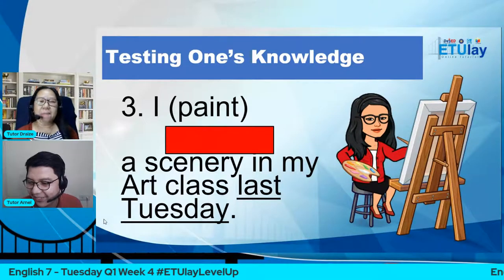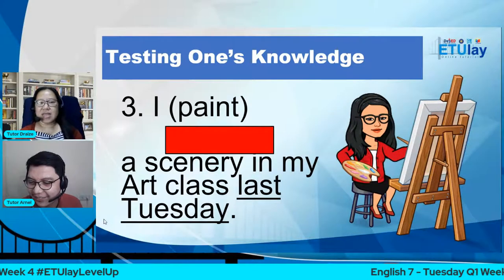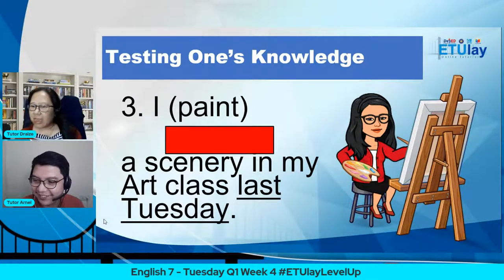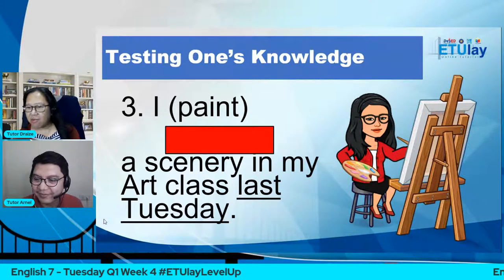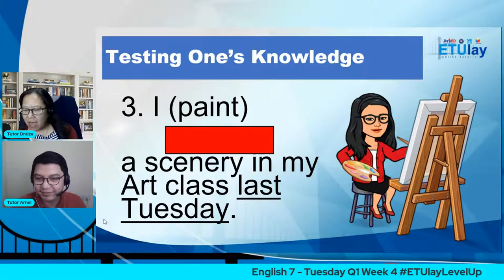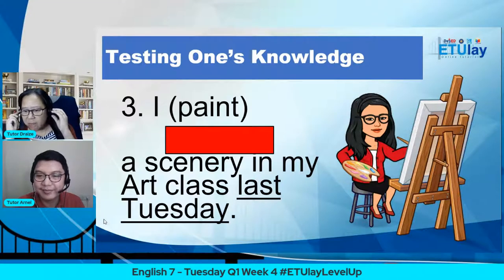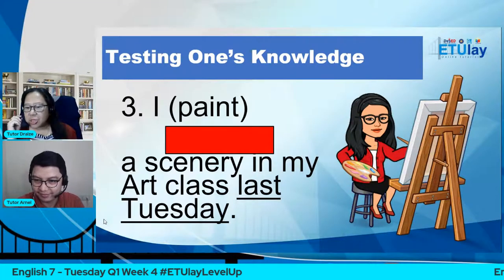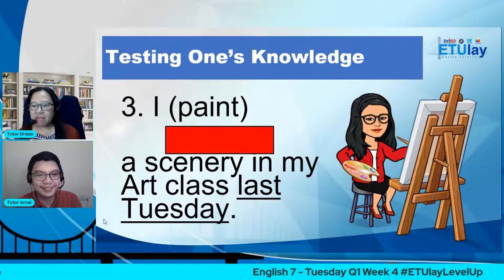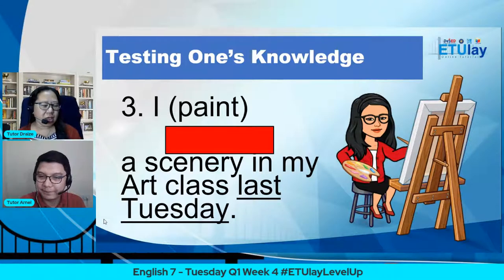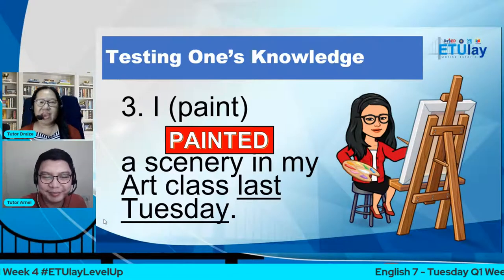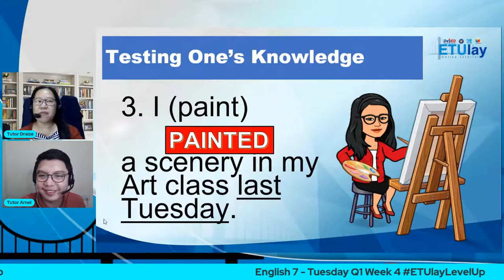For number three: I paint a scenery in my art class last Tuesday. What is the past tense of paint? Let's see if they are already answering. We now have answers from Kyle Sebastian, who is saying it's painted, and so with Jane Erica, Samantha, and Arvik. Let us see if that is correct. Very good, that's right, painted. It's a regular verb. Next, let's have number four, Tutor Ernel.